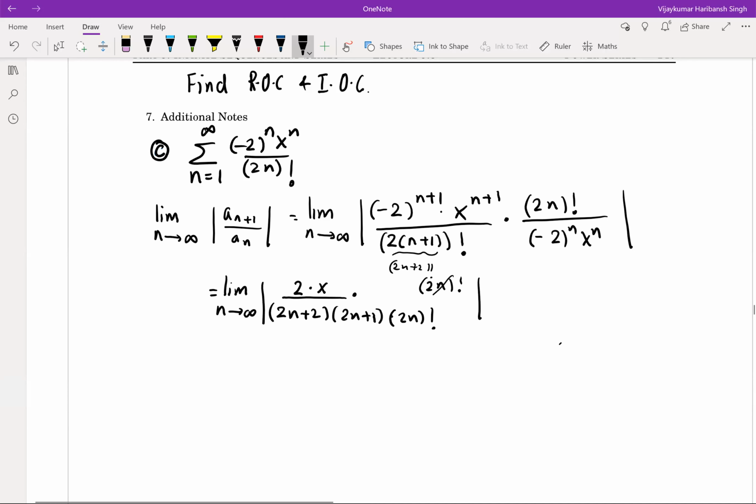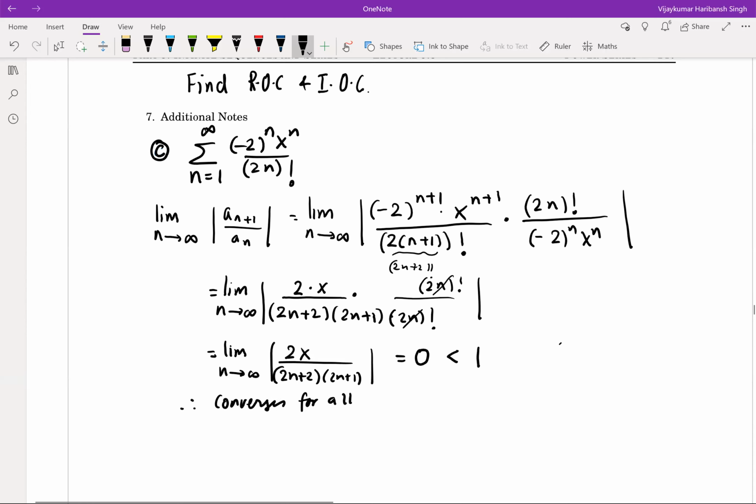So this will cancel off with this. You're left with the limit as n goes to infinity of 2x upon (2n plus 2) times (2n plus 1). Now as n goes to infinity, think about x as whatever number x is fixed at. As n goes to infinity, this whole thing goes to 0. And no matter what, that is going to be less than 1. So independent of x, it's always less than 1. So this means it converges for all x, right?